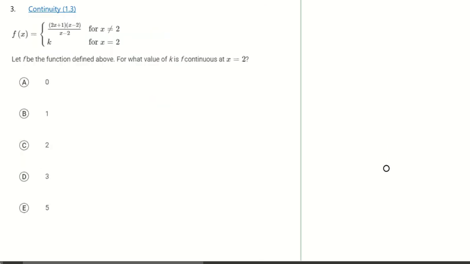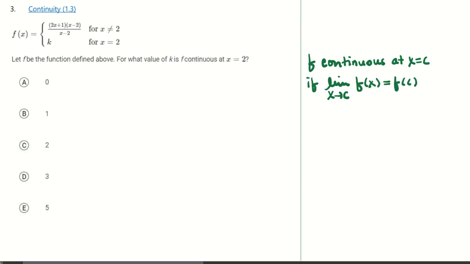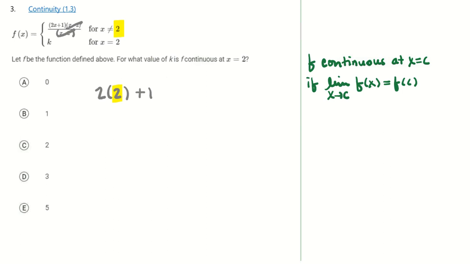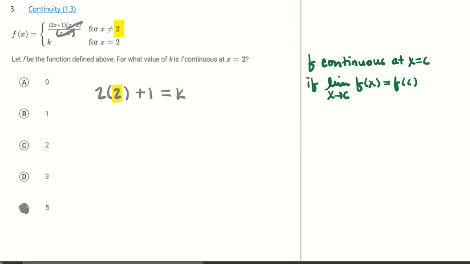All right. Continuity. The definition of continuity is that a function is continuous if the limit of the function is equal to the value of the function at that particular point. So what we need is the limit of f as x approaches 2 to be equal to the value of f at x equals 2, which they're telling us is k. The limit of f as x approaches 2 is whatever I would get once I canceled those things off. So I would need 2 times 2 plus 1, taking this 2 and plugging it in for 2x plus 1, and I would set that equal to k. That would be 5. That's pretty straightforward.